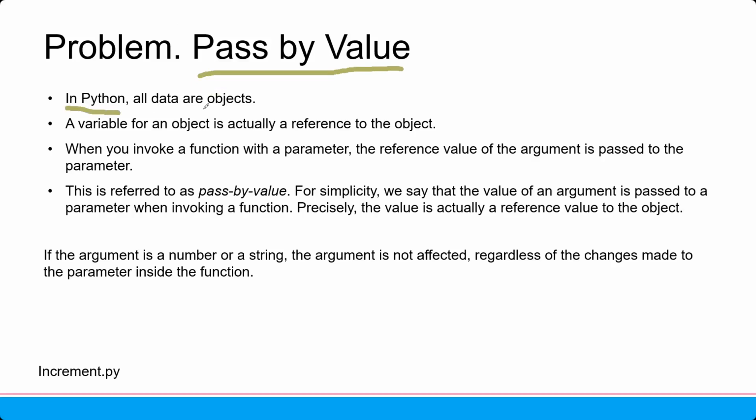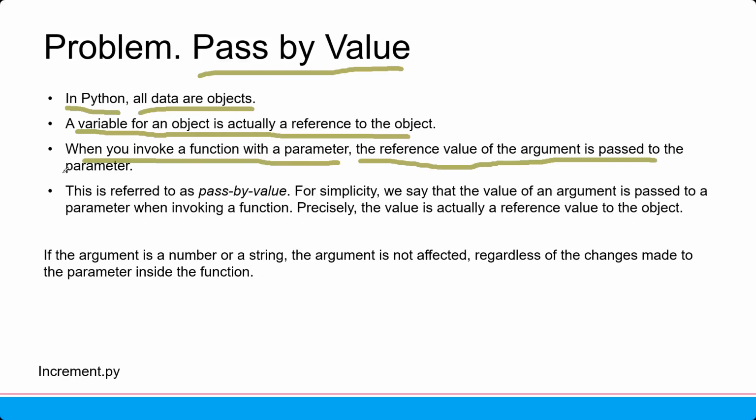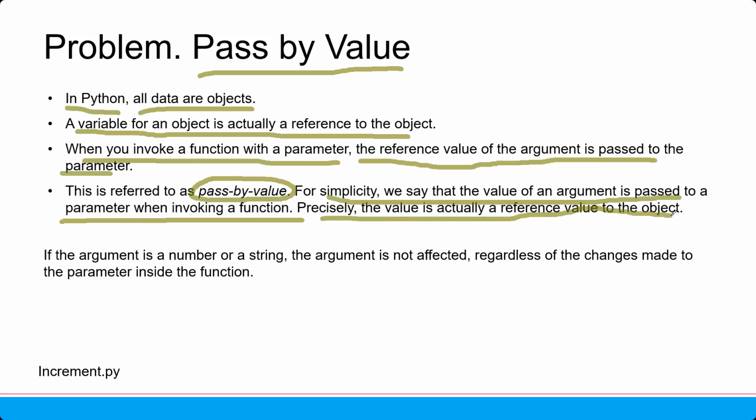So in Python, all data are objects. A variable for an object is actually a reference to the object. So when you invoke a function with a parameter, the reference value of the argument is passed to the parameter. This is referred to as pass by value. For simplicity, we say that the value of an argument is passed to a parameter when invoking a function. So precisely, the value is actually a reference to that object.